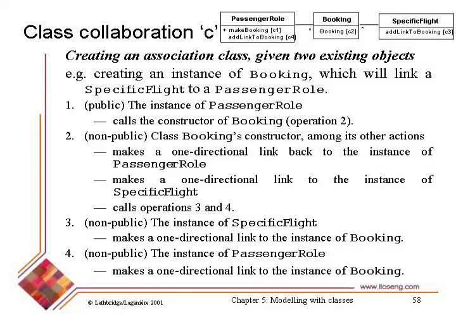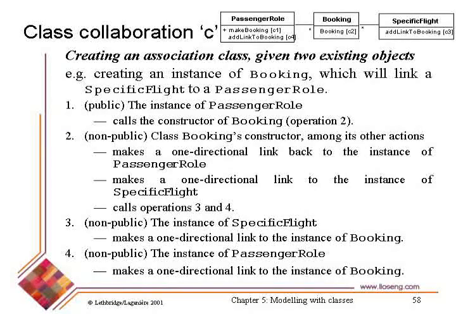Class collaboration C, our old standby, the booking, passenger role booking specific flight. Okay, we've seen this before, these three classes, our booking association class. So this is the pattern for where we create an instance of association class, booking, given two existing objects. So this is an operation, the public operation is make booking.